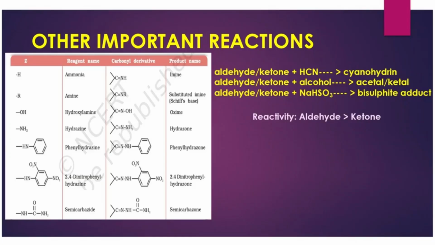Other important reactions of aldehydes and ketones are: first one, reaction with ammonia and its derivatives. Second one, reaction with HCN, that is hydrogen cyanide. The product will be respective cyanohydrin. Then reaction with alcohol, acetal or ketal you will get as a product. Then reaction with sodium bisulfite. The product will be respective sodium bisulfite adduct. And reactivity, if we check, you can see that aldehydes are more reactive than ketones.